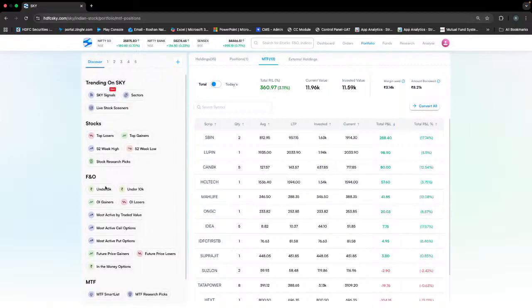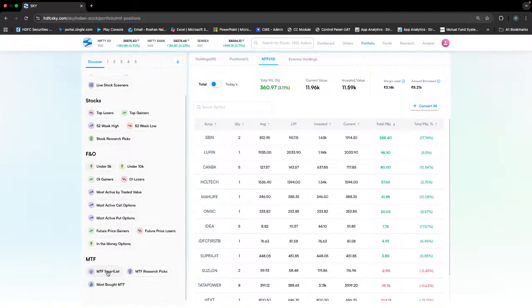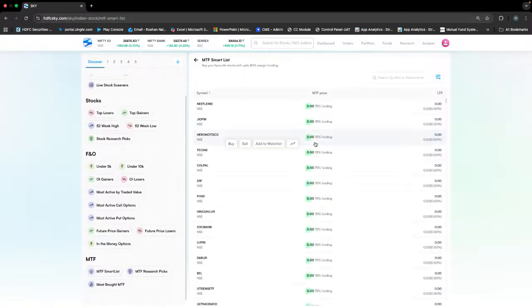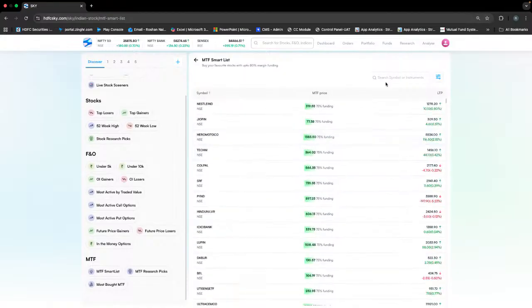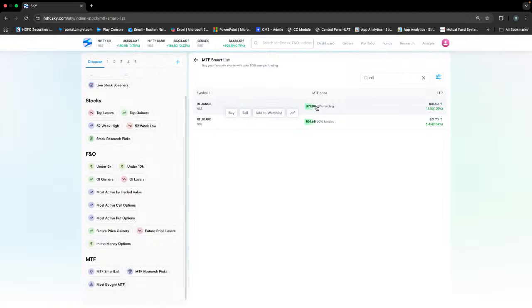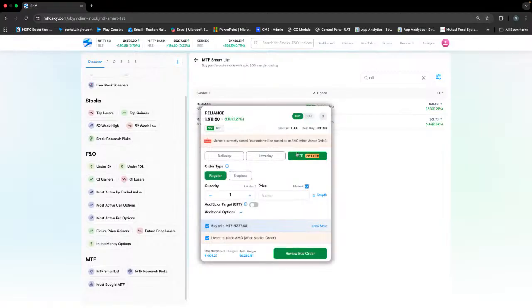We also have something called an MTF smart list, right? So I'll just quickly show you what that is. Here you can see all the MTF stocks that are available for you to invest in, right? That's a huge list. Let's say you have some particular stock in mind. Let's say I want to invest in HDFC Bank. Right, you can search for HDFC Bank. Actually, it is not allowed in HDFC Sky, but let's just take Reliance. Right, as you can see here, its actual price is 1,500, but using MTF, you can buy it for 377, and 75% funding is given by HDFC. Right, and click on buy, and you'll be able to place an MTF order.